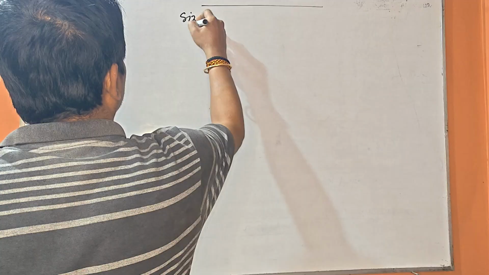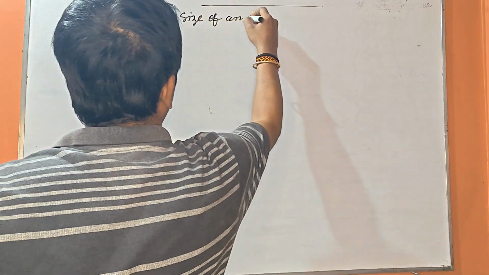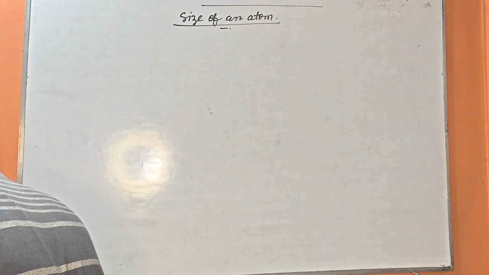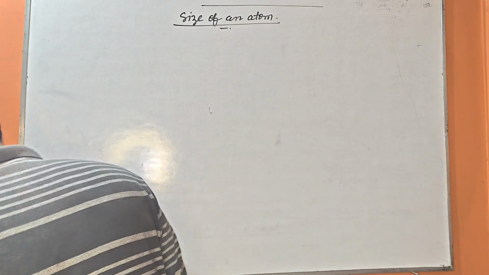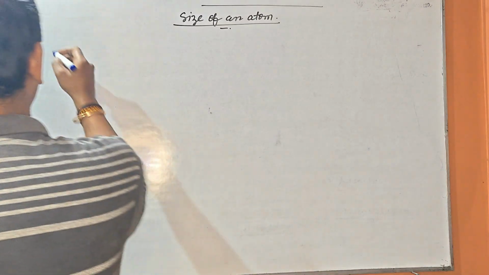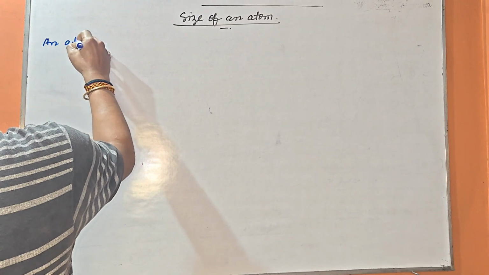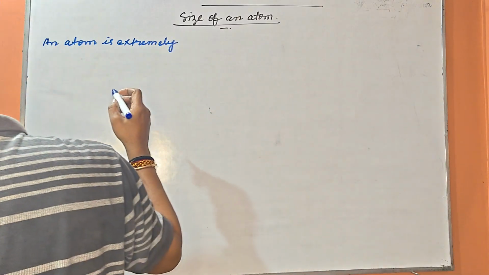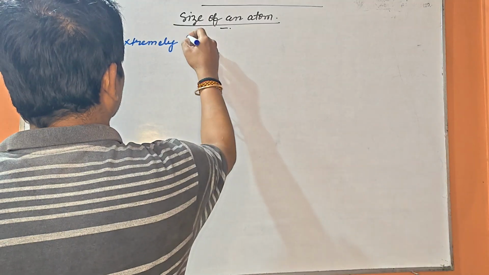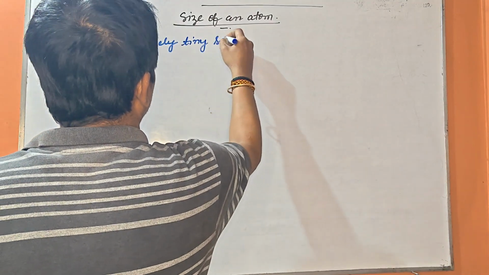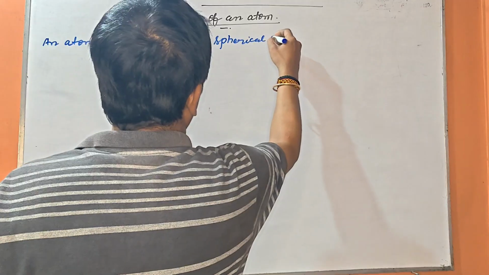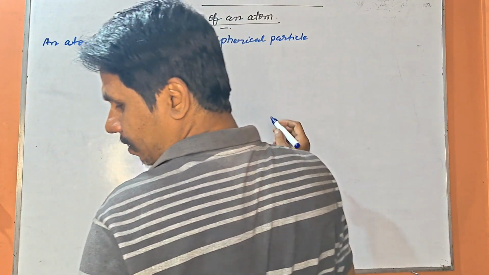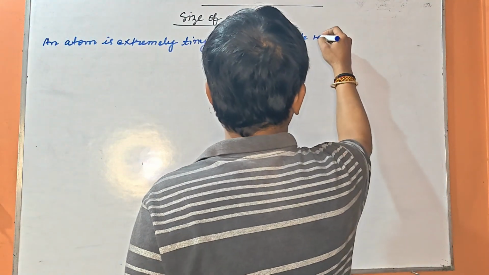Size of an atom. So my dear students, an atom is an extremely tiny spherical particle which cannot be seen by an ordinary microscope.